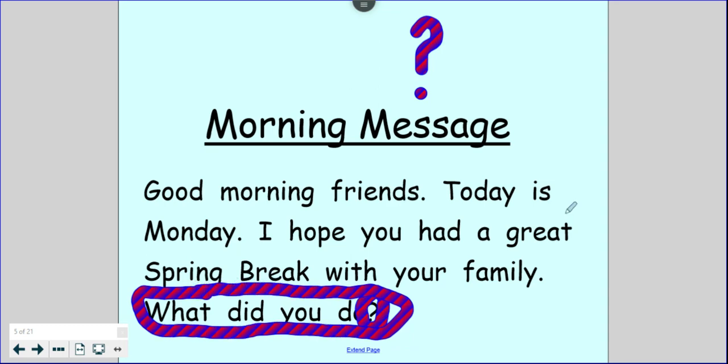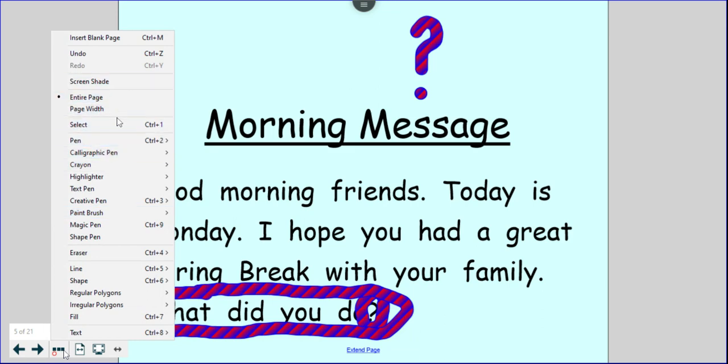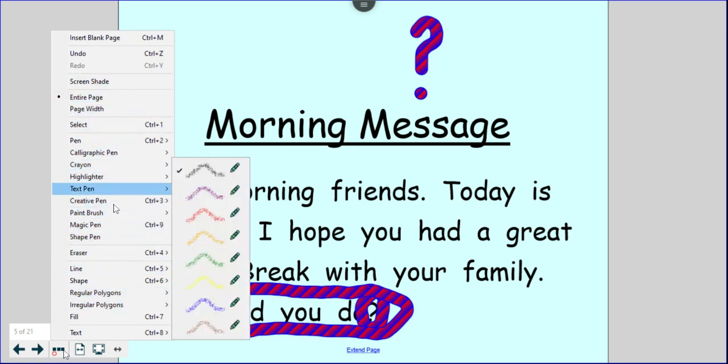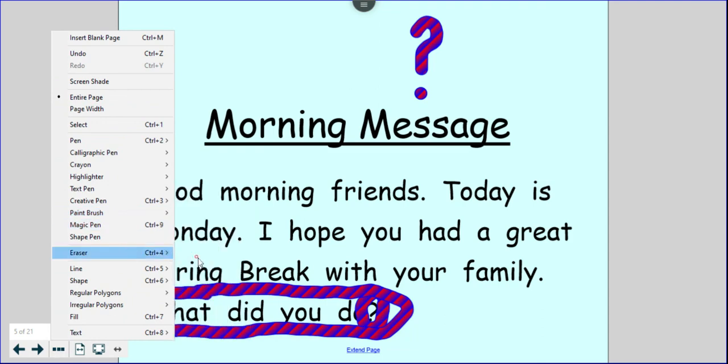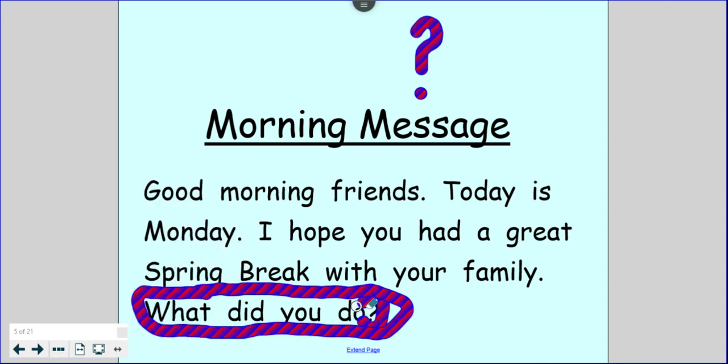Can you count and tell me how many words are in that sentence? Let's think about it. Let's say it again. What did you do? Let's count them. What did you do? 1, 2, 3, 4. 4 words are in that sentence. Awesome, friends. Let's keep going.